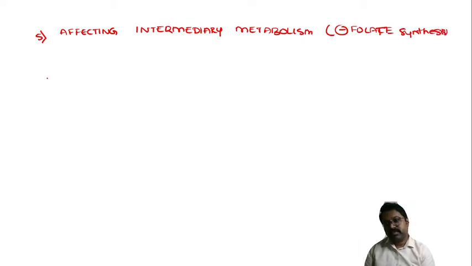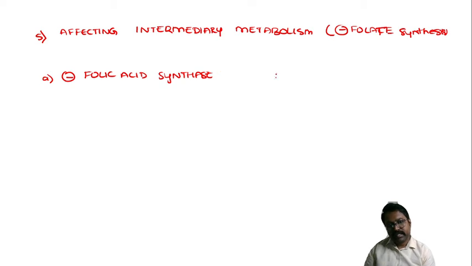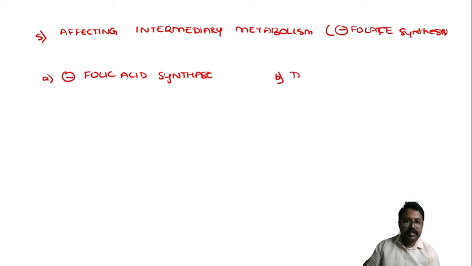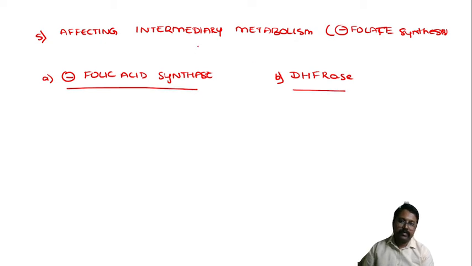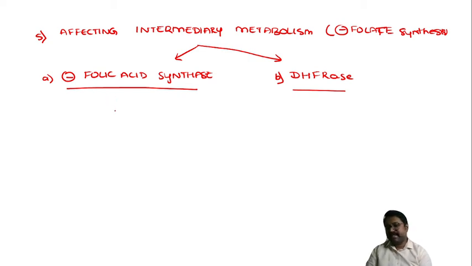So the first group is going to inhibit the folic acid synthase, and the second group will inhibit the dihydrofolate reductase enzyme. This folic acid synthase is the key enzyme involved in the synthesis of folic acid. So para-amino, this is the PABA. This PABA will combine with glutamate and the pteridine.